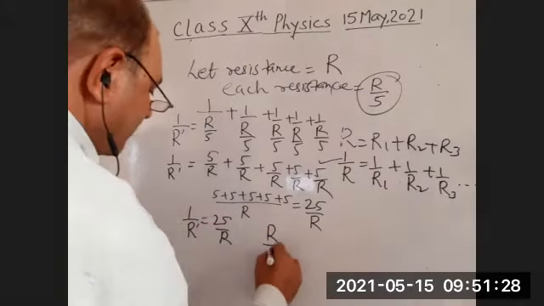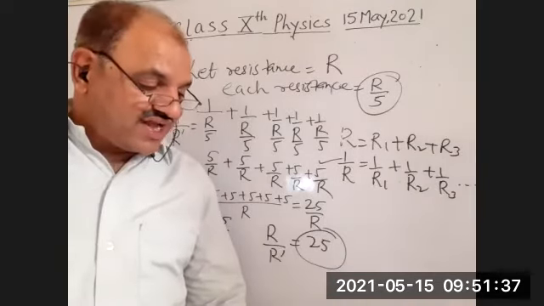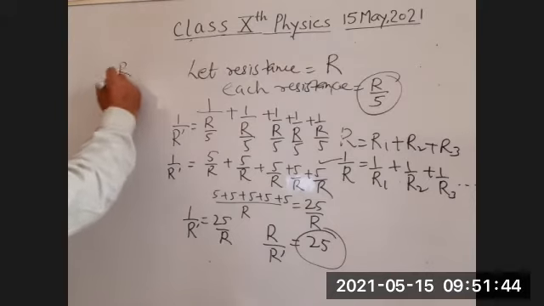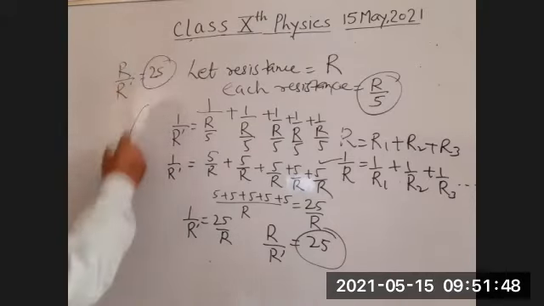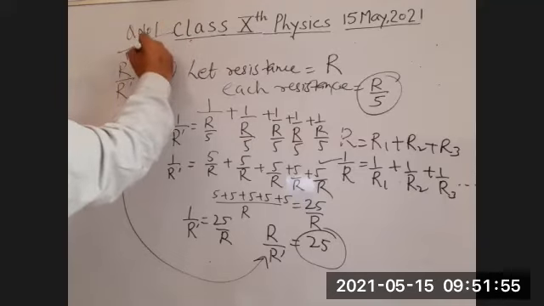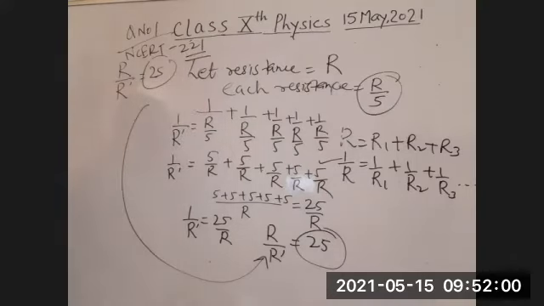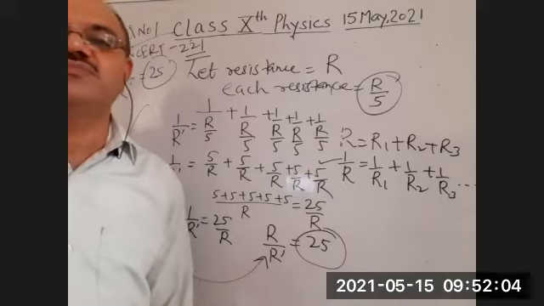So what was being asked in that numerical, students? It was asked for the ratio of R to R dash, and it is 25. The answer is 25, students. This is question number 1 of your NCERT, page number 221. Please note down, students. These all are your text questions. Each and every question we will solve.